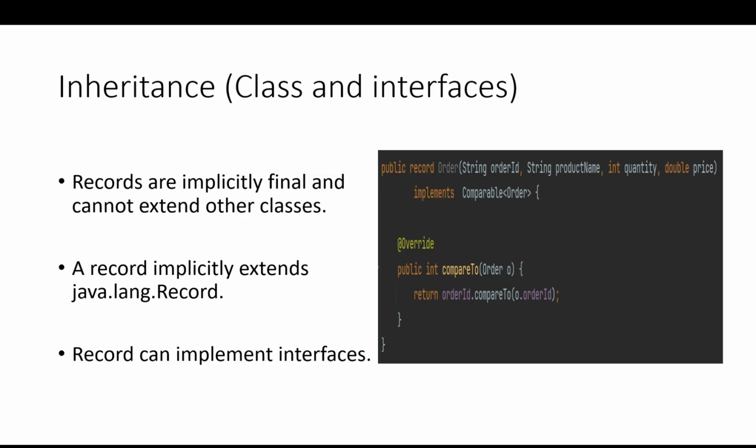Let's talk about inheritance in a record. Records are implicitly final and cannot extend other classes, but a record can implement an interface, and this interface can be any Java functional interface, or it can be any regular Java interface that we have defined.